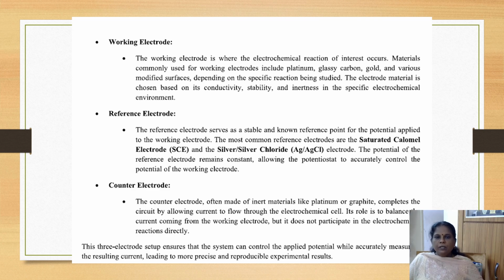Working electrode. The working electrode is where the electrochemical reaction of interest occurs. Materials commonly used for working electrodes include platinum, glassy carbon, gold and various modified surfaces depending on the specific reaction being studied. The electrode material is chosen based on its conductivity, stability and inertness in the specific electrochemical environment.